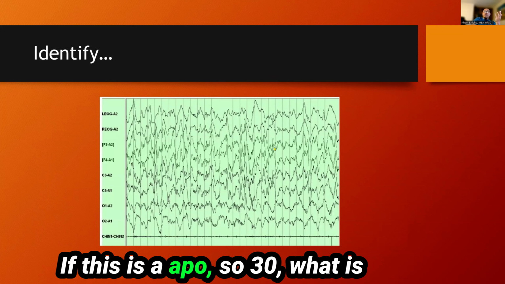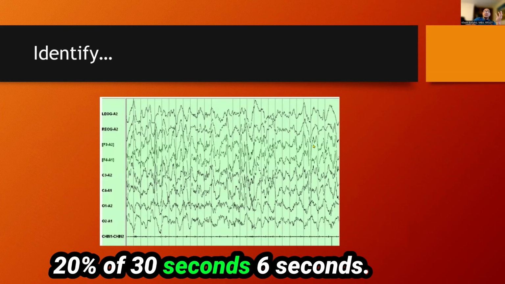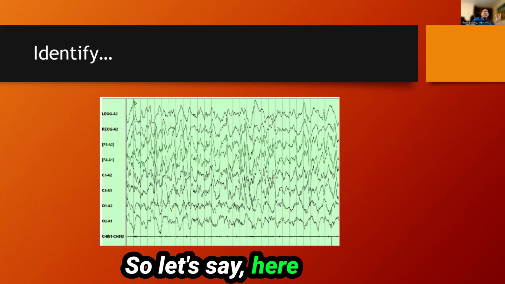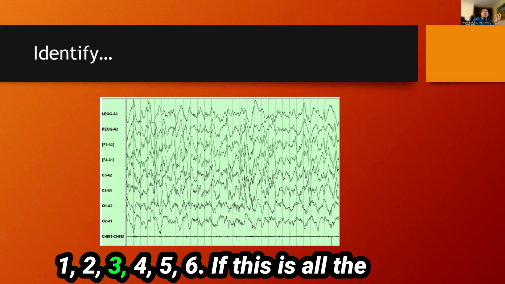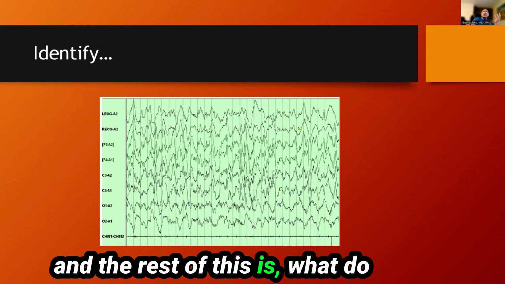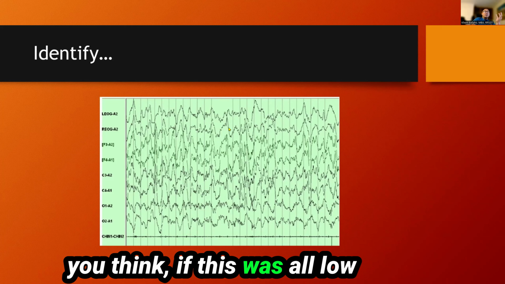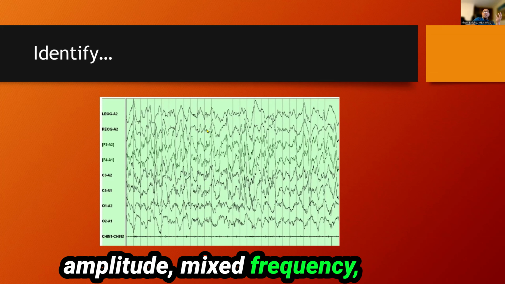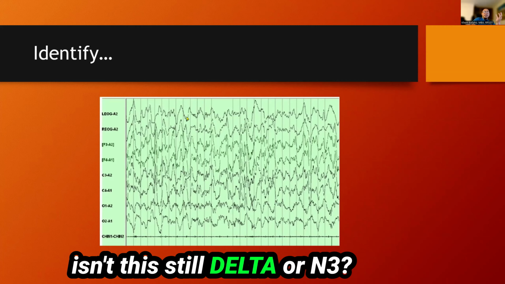If this is an epoch, what is 20% of 30 seconds? 6 seconds. So let's say here is 1 second. 1, 2, 3, 4, 5, 6. If this is all the delta that you see just here, and the rest of this is, what do you think? If this was all low amplitude mixed frequency, isn't this still delta or N3?